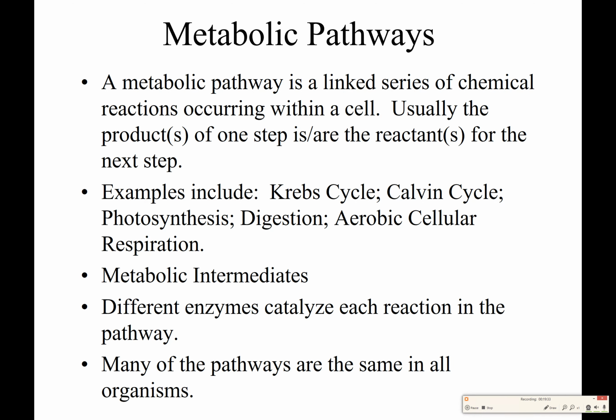So something that's shown up on the AP exam the last few years are several questions about metabolic pathways. A metabolic pathway is a linked series of chemical reactions that occur within a cell. Usually the product of one step is the reactant for the next step. Some examples of metabolic pathways found in the body are the Krebs cycle, part of aerobic cell respiration, the Calvin cycle, part of photosynthesis.